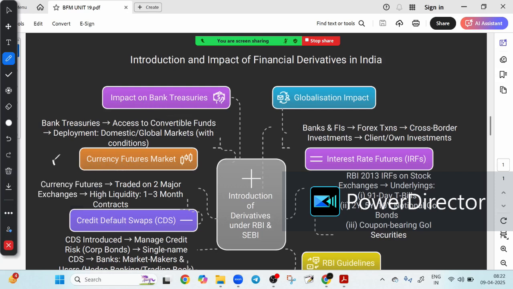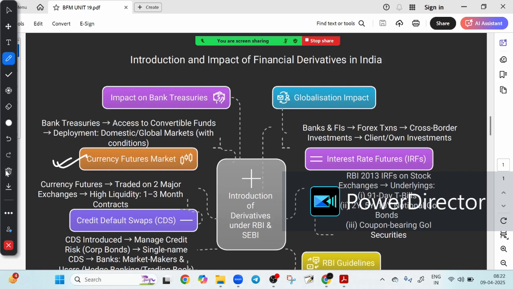Third thing we have is currency future market. Currency future are traded on two major Indian exchanges. So remember, currency future are traded on two major exchanges, and what are their features? They offer high liquidity, right, and short-term flexibility, typically in 1 to 3 month contracts, which is a go-to choice for corporate and investor managing the currency risk, right? So those who are managing the currency risk, they can go to this currency future market. This is a very good choice for them.